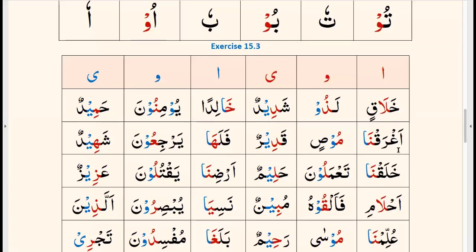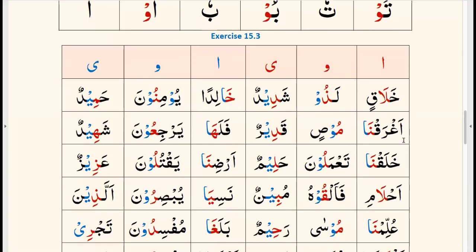So let's carry on and read this word here. أغرقنا. That's it. Very nice. And now, can you tell me where is the Alif Madiyah? The Alif Mad is after the noon. After the noon. Well done. So what have we done? We elongate the noon. Well done. That was really nicely explained.